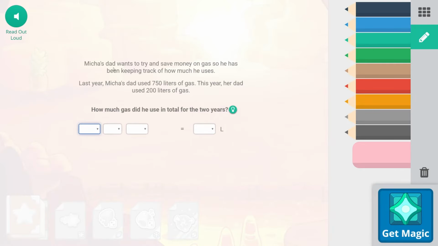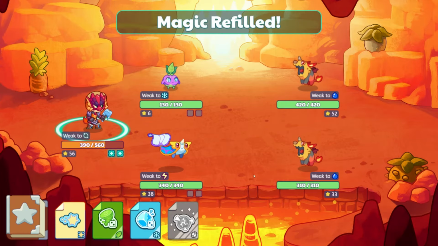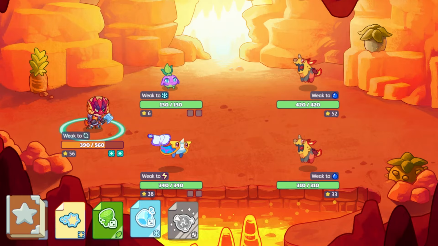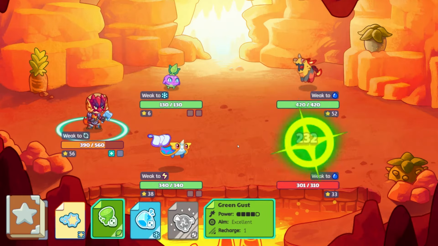Alright, Mitch's dad wants to try and save money on gas, so 750 liters of gas. And he used, how much gas did he use in total? So we're adding up 750 plus, have to figure out what we're answering here. 750 plus 200 is going to equal 950. Ooh. All right, and let's go ahead and toss a green gust. There we go.